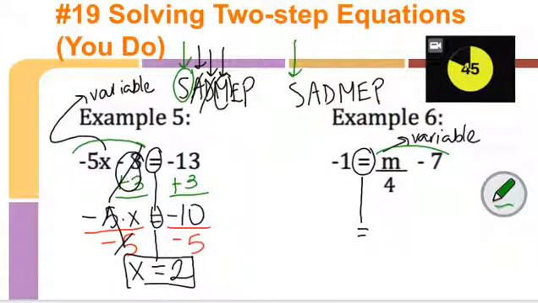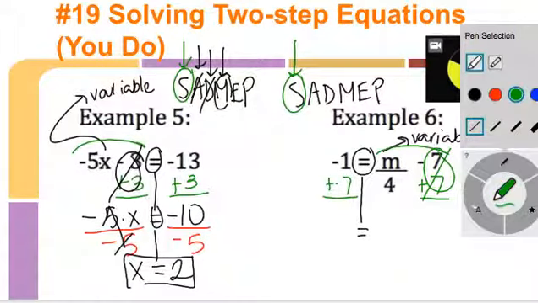Do I see subtraction? Yeah. So it says subtract 7. Instead, I'm going to add 7 to create a 0 pair. But I need to add 7 on this side to be able to keep things balanced. So now I've got positive 6 equals m divided by 4.